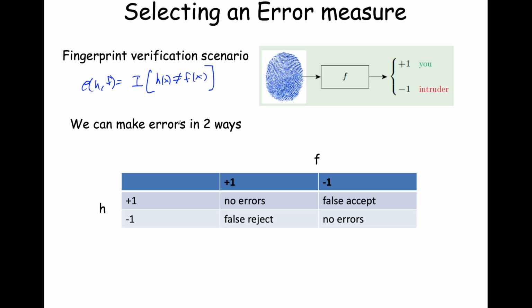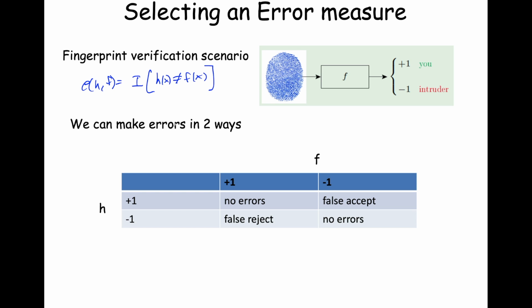So let's imagine the following scenario, and this is in the book. Imagine you have a fingerprint scanner, and this fingerprint scanner will sample your fingerprint data, and there's a fingerprint example, and it inputs it, and the ground truth target function outputs a +1 if it says, yep, that fingerprint really is you, or -1 if it says, nope, it's not you, it's an intruder.